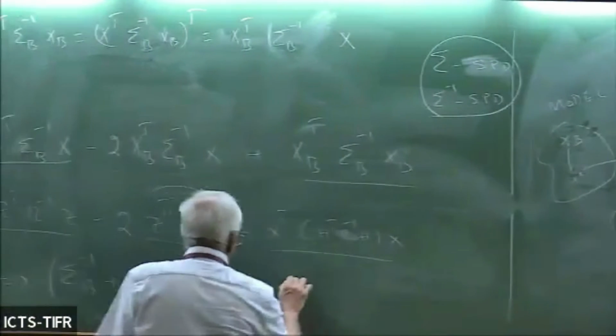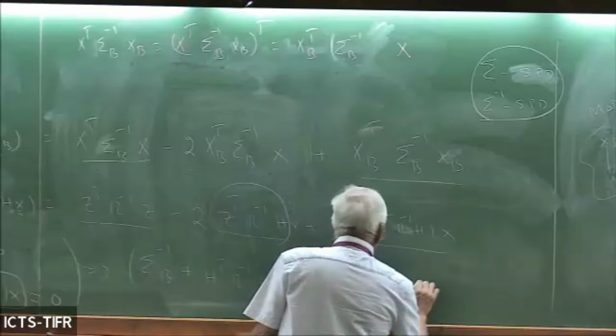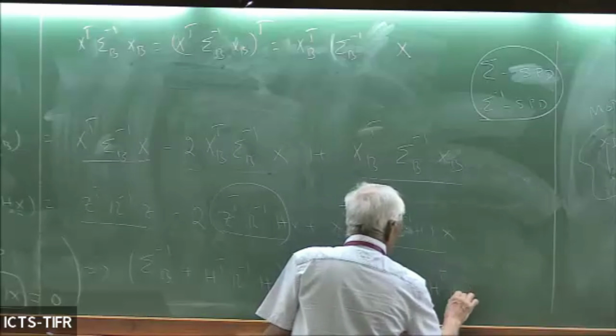Good. So let's try to write this equation. I'm going to keep the terms. This is the x. This is the x. This does not have x. This does not have x. Keep the x terms on one side, and keep the terms that do not have x on the other side. Collect the terms. So that, when simplified, becomes sigma b inverse plus h transpose r inverse h times x is equal to sigma b inverse xb plus h transpose r inverse z.